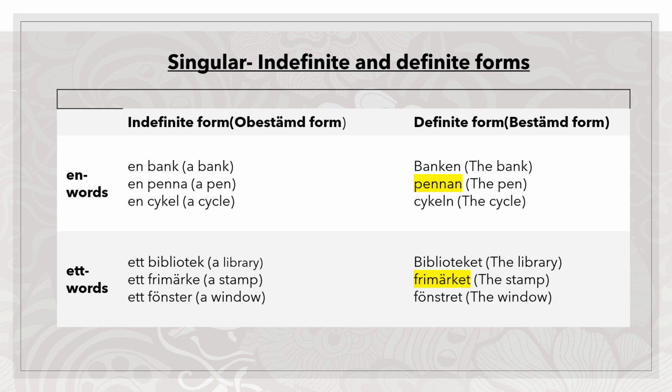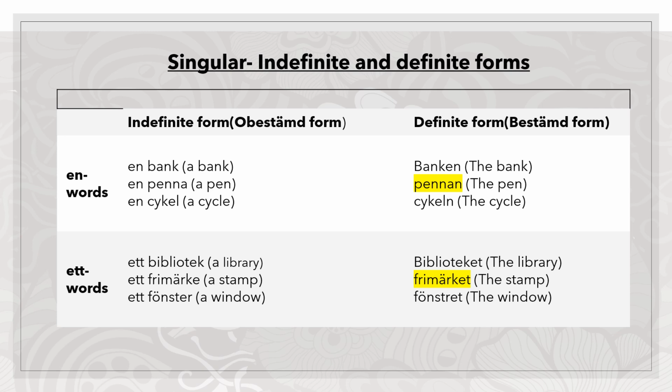In English, in the indefinite form, we use a or an before the noun because in the indefinite form, we talk about the noun the first time and that is generic. But in definite form, we use the word the before the noun, which makes the noun specific and known to the reader. Now let's see the obestämd form and bestämd form and how to make obestämd form into bestämd form.